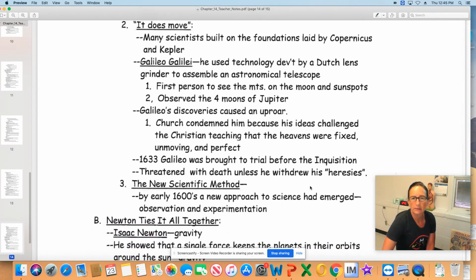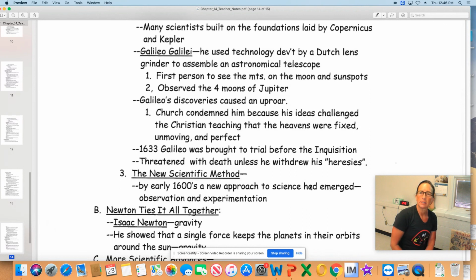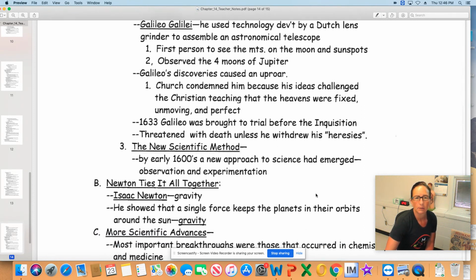Galileo Galilei used technology developed by a Dutch lens grinder to assemble an astronomical telescope. He was the first person to see the mountains on the moon, the first person to see sunspots. He also observed the 4 moons of Jupiter. Galileo's discoveries caused an uproar, in particular with the church. The church condemned him because his ideas challenged the Christian teachings that the heavens were fixed, unmoving, and perfect.